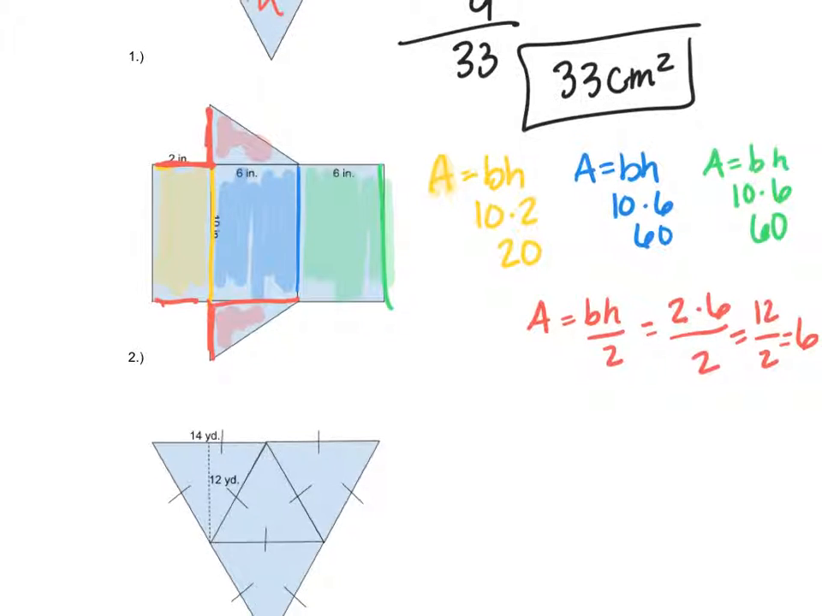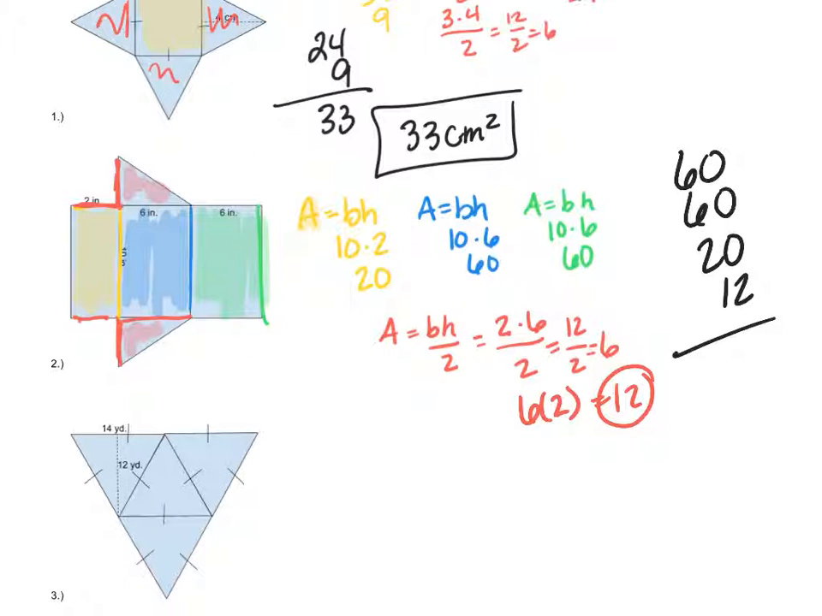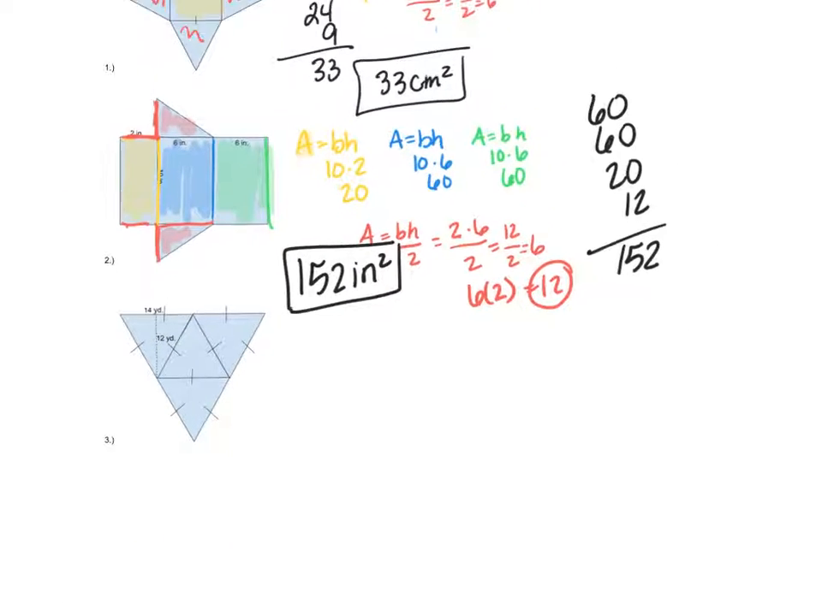How many of those do we have? 2. So I'm going to say 6 times 2 is 12. So that's our answer. Okay, so now we're going to add all of them up. So right now I want you to quickly add. We should have got 60 plus 60 plus 20 plus 12. And we should have got 152. So 152 inches squared.